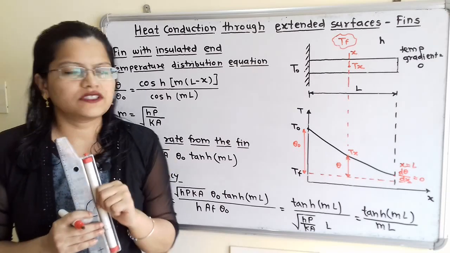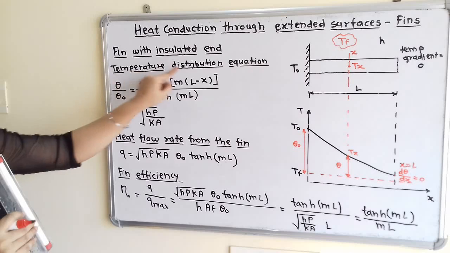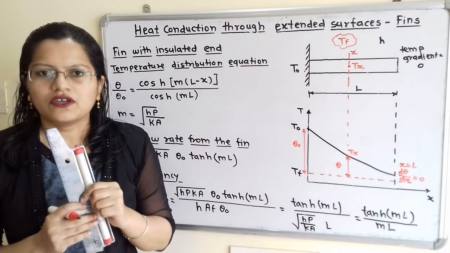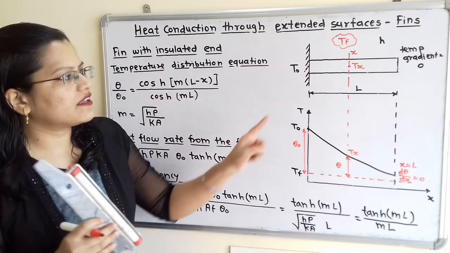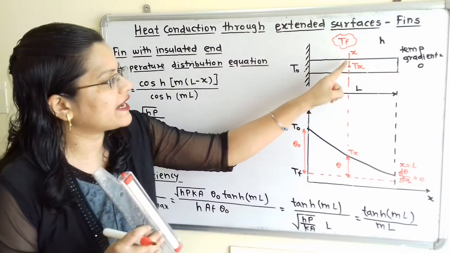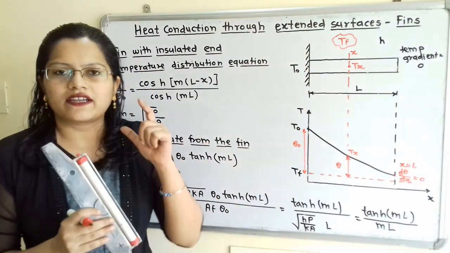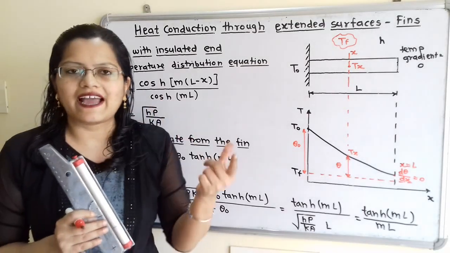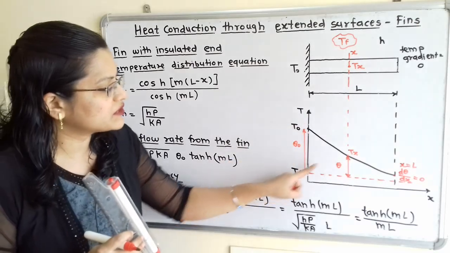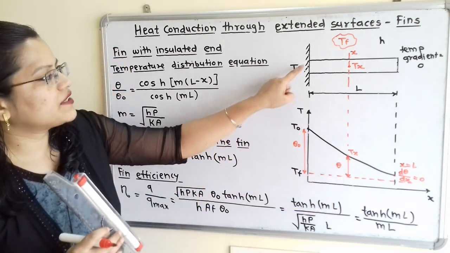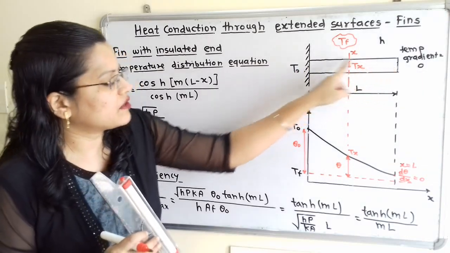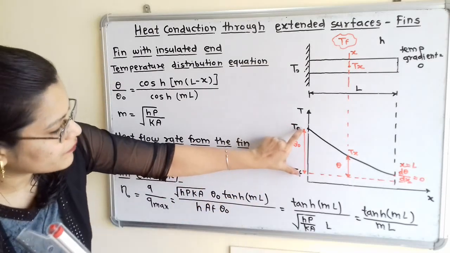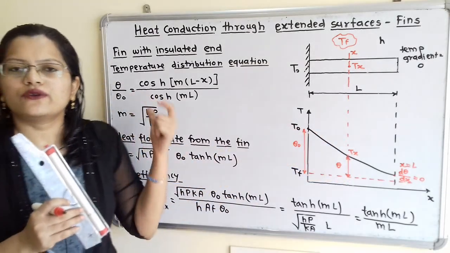Now we will move to the first formula. The first formula is the temperature distribution equation. What is the meaning of temperature distribution equation? That is how to calculate the temperature at any section or at any point along this fin. That is the formula for the temperature distribution. But here we are not going to use direct temperature, we are going to use the temperature difference, that is the temperature difference between this fin surface and the surrounding temperature. So in terms of theta 0 or theta, we are going to use the formula.